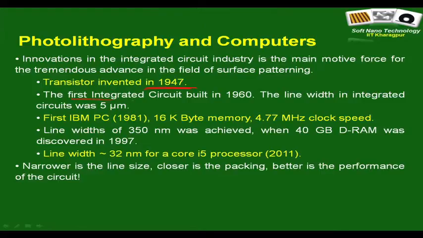So, the first IC, the integrated circuit, was built in 1960, line width was 5 micron. The first IBM PC with 16 kilobyte memory and 4.77 megahertz clock speed was developed in 1981. Line width of 350 nanometer was achieved when the 40 GB DRAM was discovered in 1997. It is 2011 data, line width in i5 core processor is down to 32 nanometer. So, narrower is the size, closer is the packing, and better is the performance, or the faster is the clock speed, or faster is the processor.